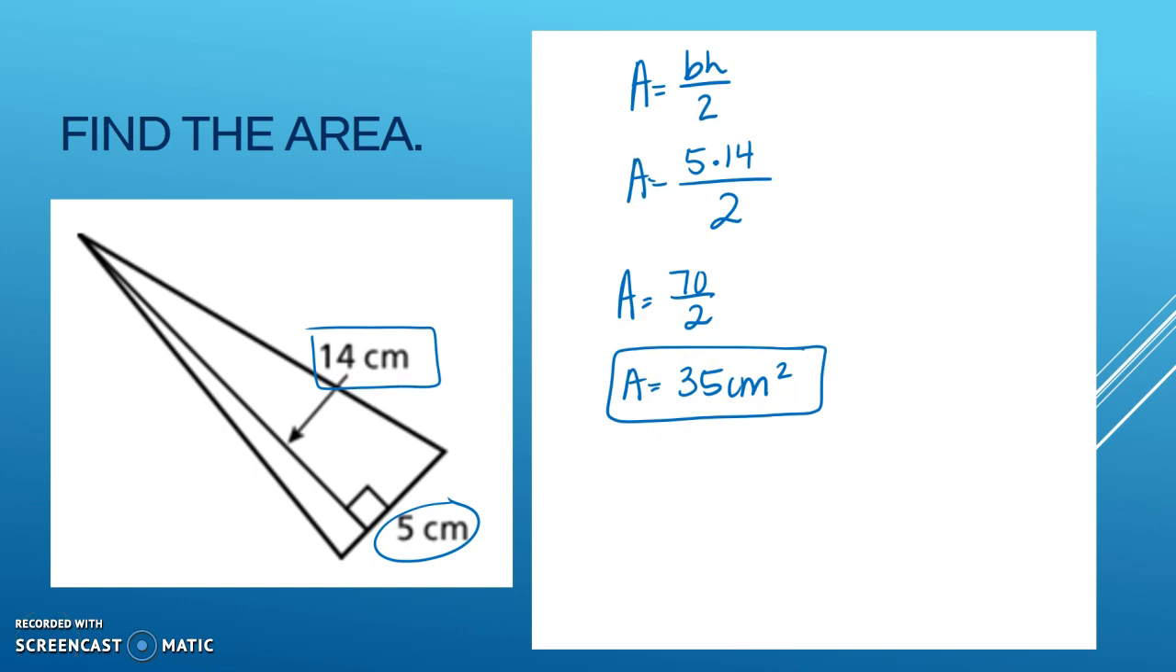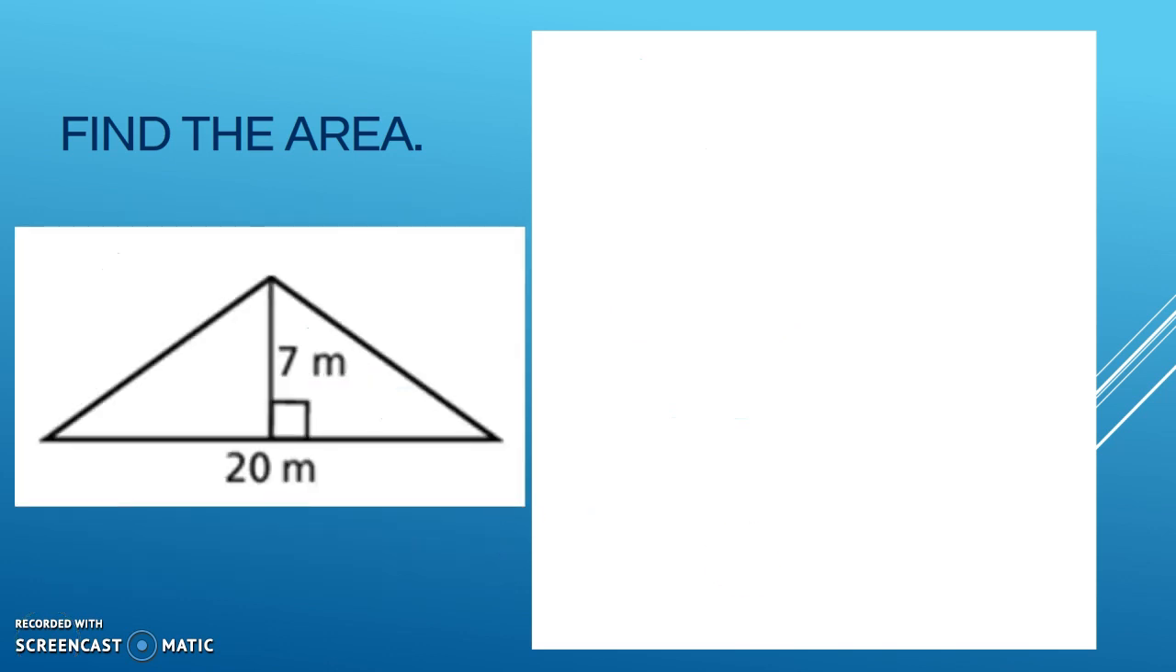Okay, we are going to go through one more example. So again, I want you to try to find the area of this triangle on your own first. Make sure you're picking one of the two formulas, area equals base times height divided by 2, or area equals 1/2 times base times height.